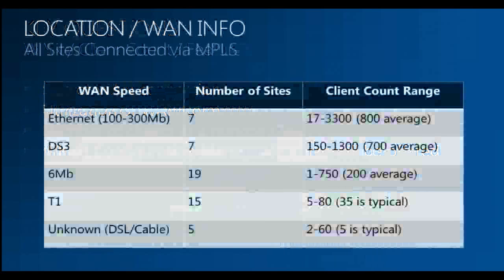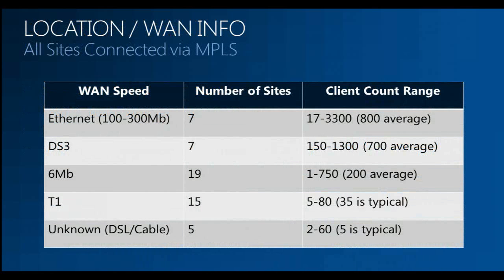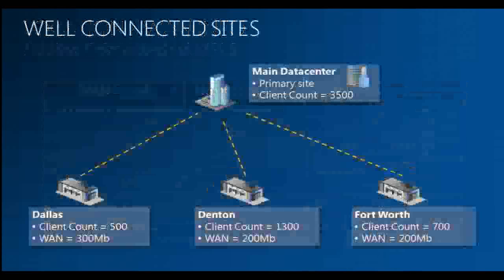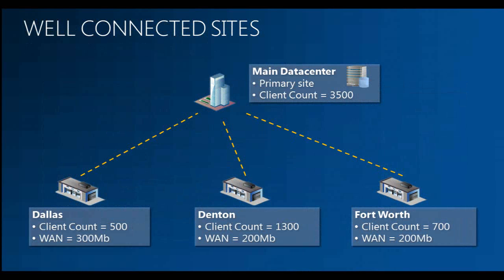So at my client, they have a number of sites. They have 7 locations that are fantastically connected, 100 to 300 meg WAN pipe. Wow, that's awesome. A lot of DS3s, so 45 meg. We have some 6 meg T1s, and then a number of unknown, but they're DSL or cable. They're probably in the 6 meg range. And those are all connected via MPLS back to the main network. So let's take a look at one area in their environment.